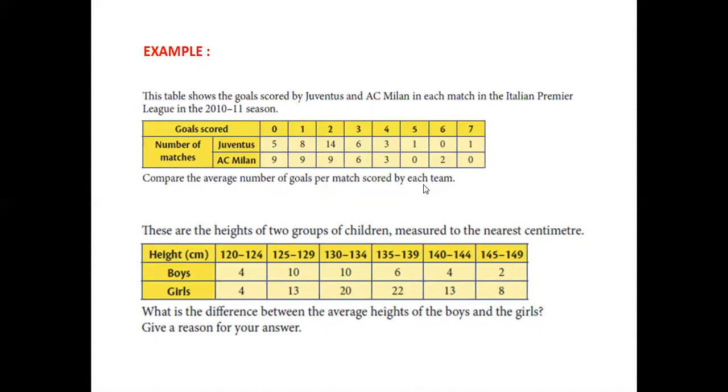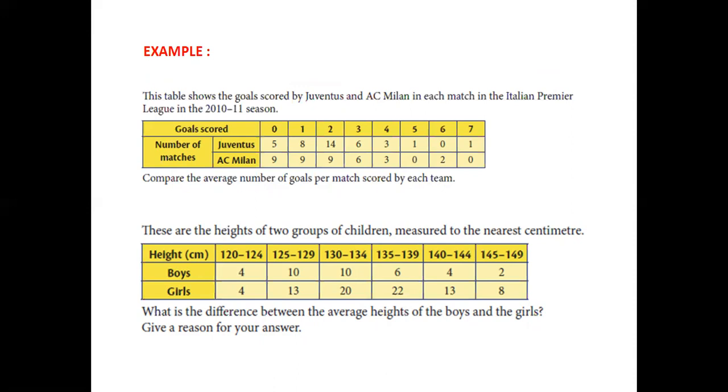Let's calculate. First of all, find the mean of each team. How can I find it? For example, Juventus: 5 times 0 plus 8 times 1 plus 2 times 14 plus 3 times 6, and so on. At the end of the operation, what will we do? Divide by the number of matches, which was 38. When you calculate it, you'll find 2.05 for each game, or per match, for Juventus.